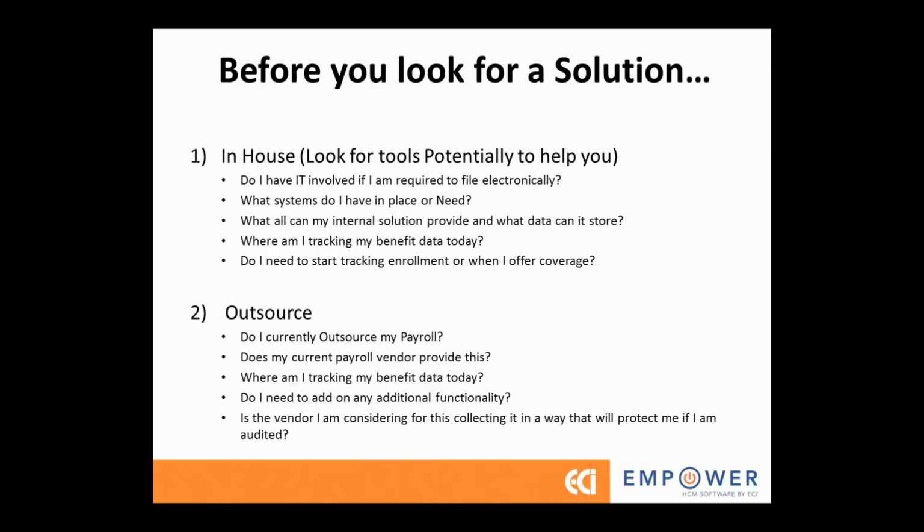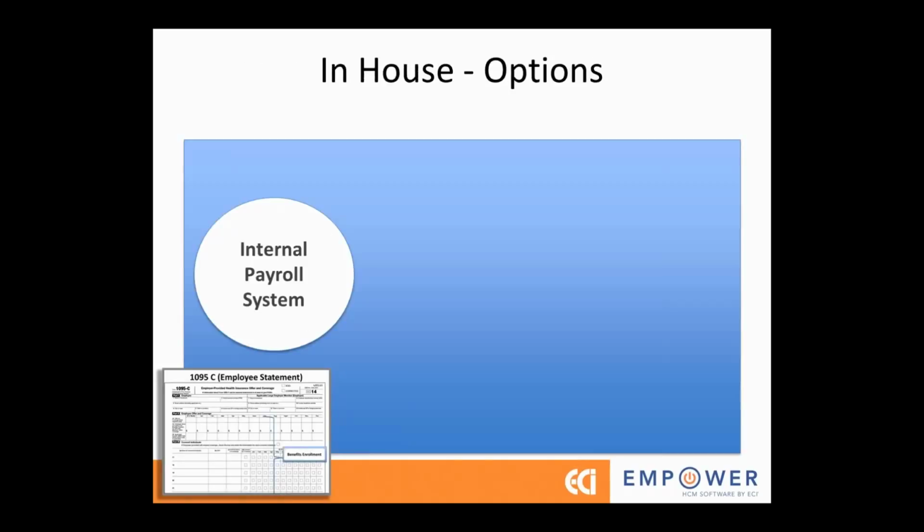Before you ever start looking for a solution, there's a couple of things you need to do. You need to figure out what data you're tracking now and where it's stored. Figure out what additional data you need to be tracking that you may not be tracking, like the offer of enrollment. And figure out if you're required to file electronically. That's a big one to determine what type of solution you want, if you're going to look for an external solution, and decide if you want to handle it internally or potentially outsource this to a vendor to provide this service.